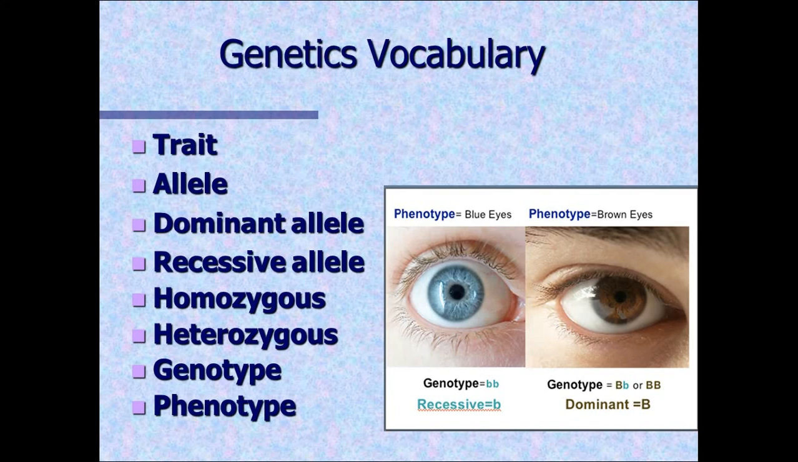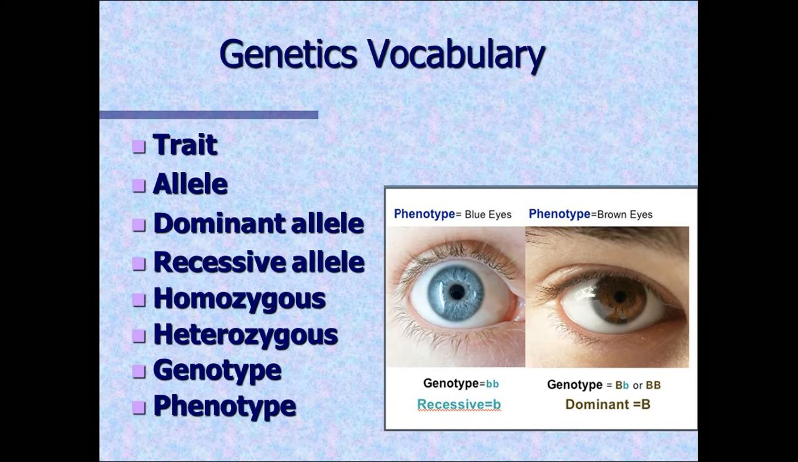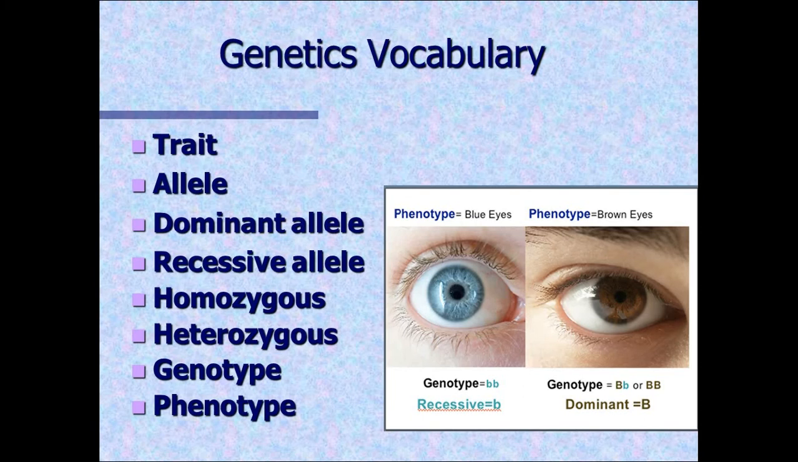An allele is a different version of a gene for the same trait. So in our example in the picture, the allele is brown for brown eyes or blue for blue eyes. A dominant allele is the allele that controls the trait. If the organism has a dominant allele, it will always be observed. In our picture, the color brown is dominant. Dominant alleles are written as capitals.